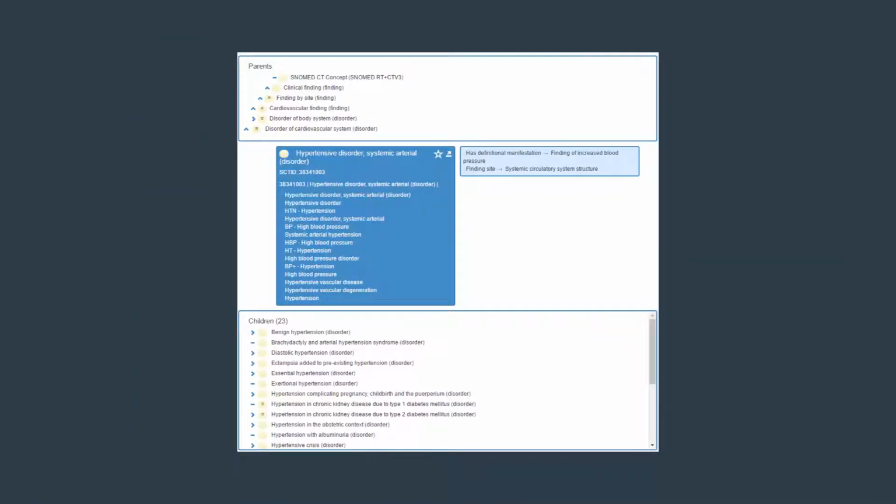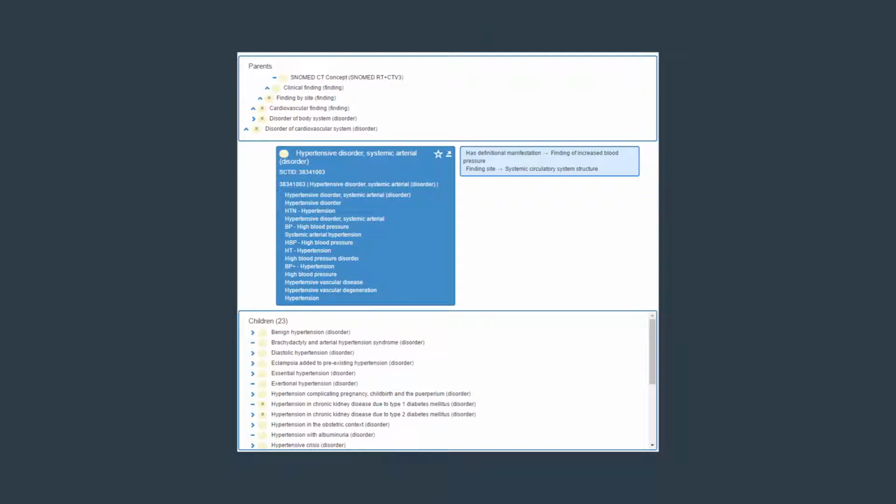Here, I have used the official IHTSDO SNOMED CT browser to search for the term hypertension. I got 705 matches and selected one of several that has a fully specified name of hypertensive disorder, systemic arterial, which I'll just call hypertension in what follows. Its SCTID is 38341003. Here you see the 14 synonyms for hypertension.